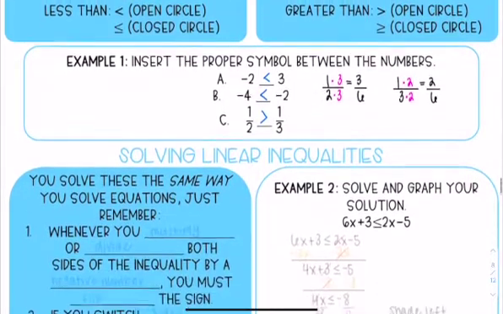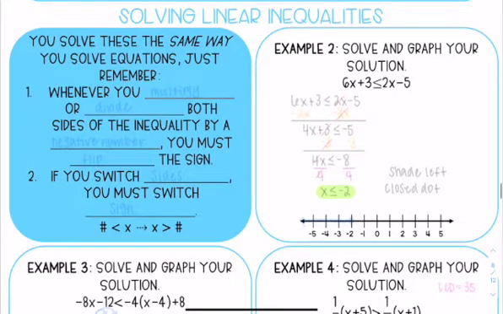Now what about when we solve linear inequalities? Is there anything different because we have these weird symbols instead of an equal sign? So we solve these the same exact way that we solve equations. We just have to remember two important rules. So whenever you multiply or divide both sides of the inequality by a negative number, you must flip the inequality sign.